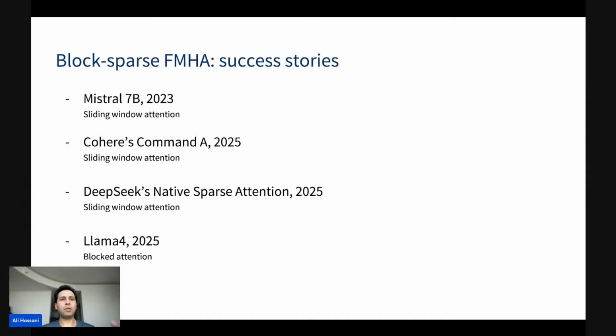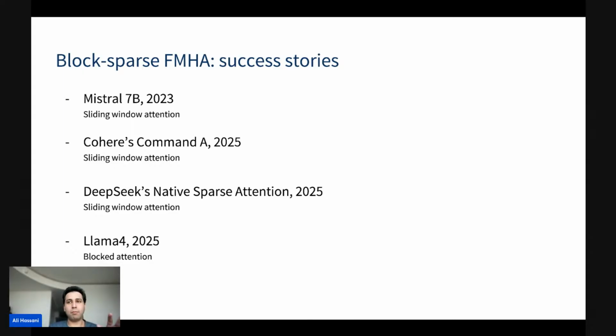So, since then, I believe it's caught on, and it's in most packages. You can either find it or it's super easy to implement. And there have also been other success stories of localization working in large language models, like Cohere's Command A and DeepSeek's native sparse attention, although that one uses sliding window as one of the methods they use.